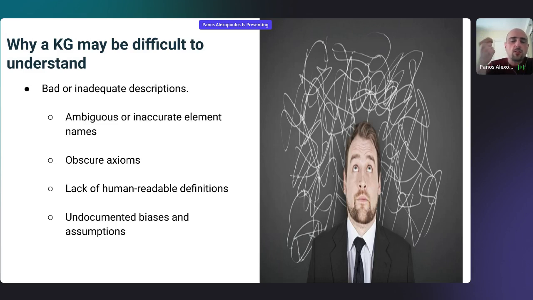The names themselves of the entities can be ambiguous or inaccurate. We may have obscure axioms. We may lack human readable definitions. And it can also be that many assumptions and biases are not documented, right? Which happens everywhere, but it also happens in knowledge graphs.